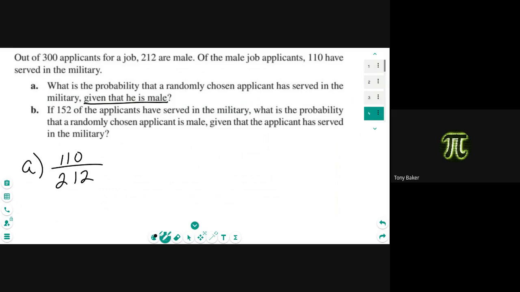I'm confused on how the next one's worded. Oh, okay. Gotcha.